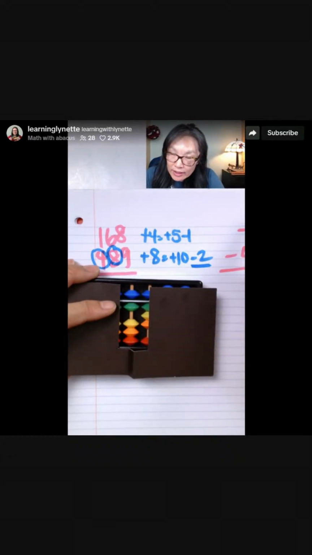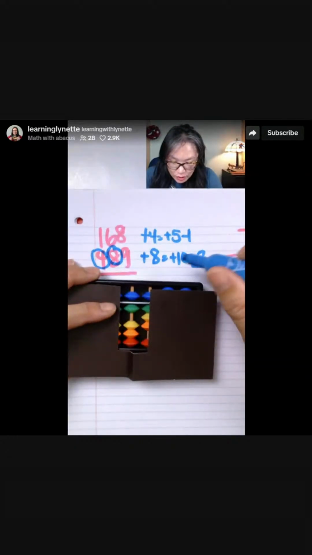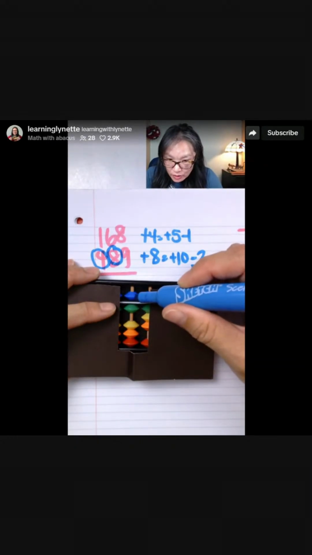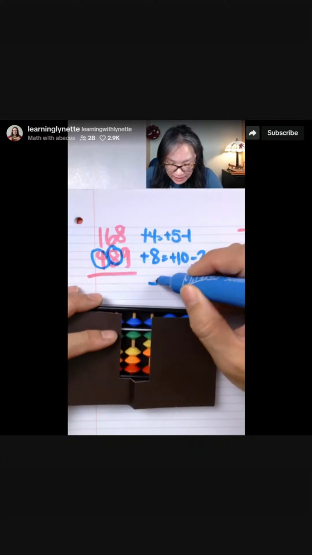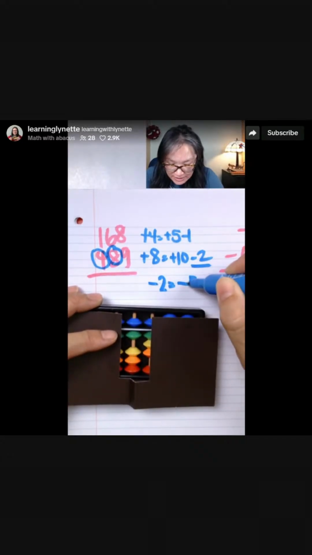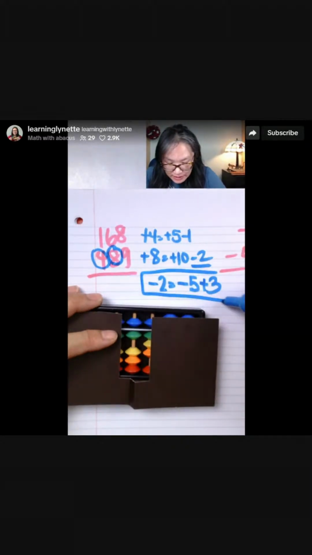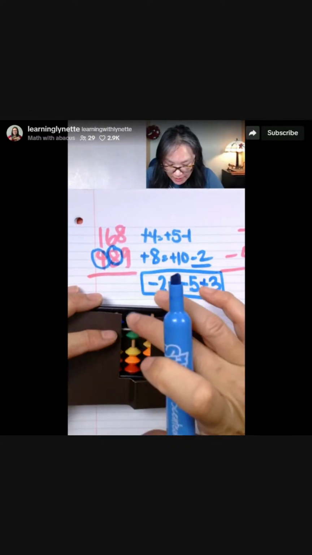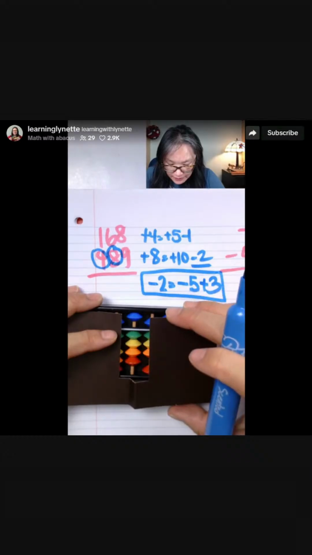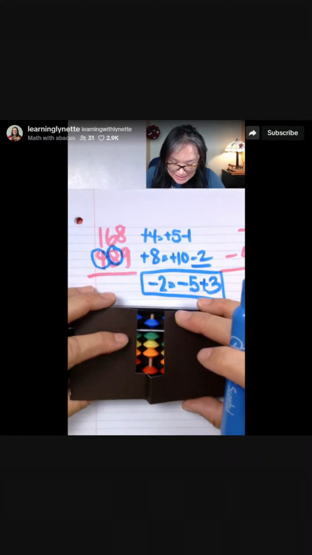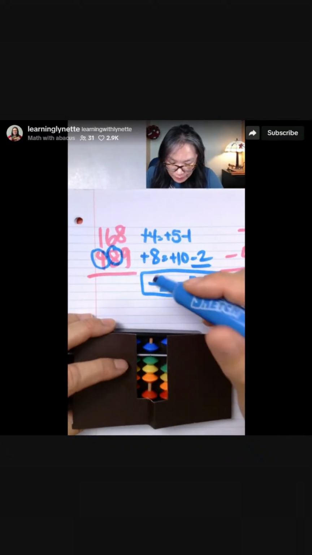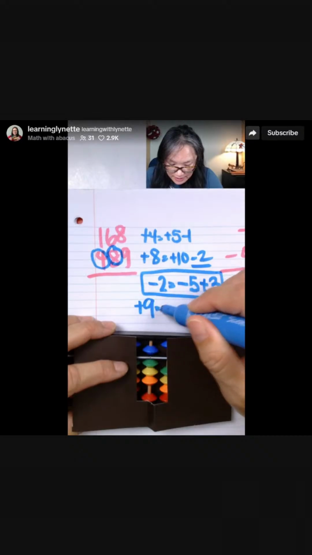So what do I do? I want to minus the 2, which is equal to minus the 5 plus the 3. This is again a formula that we need to memorize before. So I'm going to minus the 5 plus the 3. And then I'm going to plus the 9. Plus the 9 is equal to plus the 10 minus 1. So let's minus the 1, and now we're going to plus the 10.